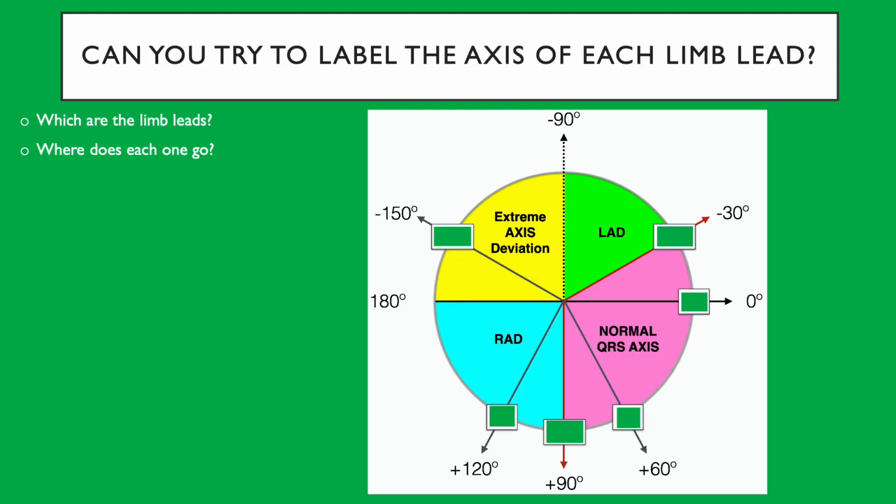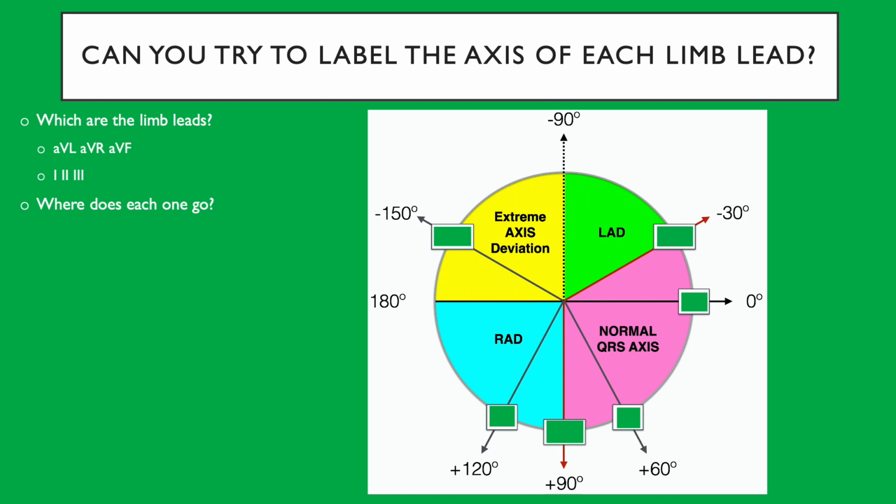Do you know the limb leads? What are the limb leads? Which ones are the limb leads? 1, 2, 3. Good. There are no other limb leads? Yes: 1, 2, 3, AVR, AVL, AVF. Good. So everything that is not V1 to V6 is a limb lead. And where do they go? Where do these things go on this graph?